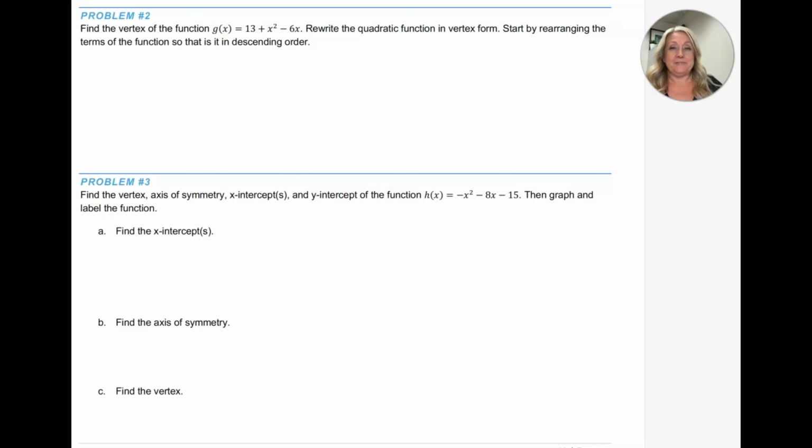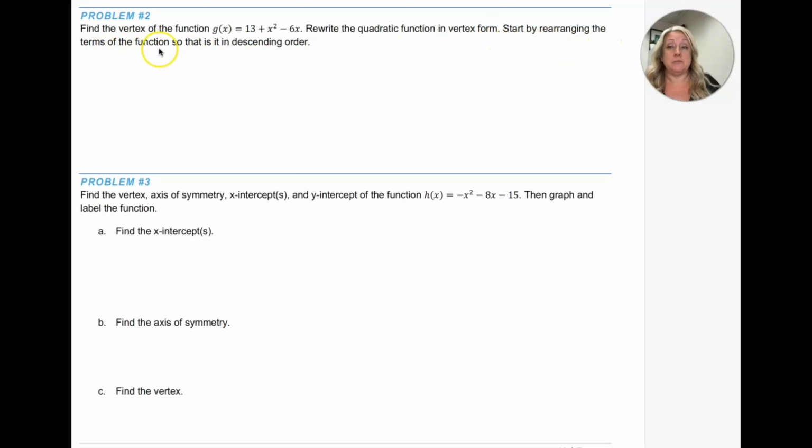Welcome back. We're still talking about section 3.6, and we're talking about quadratic functions that are in general form. So let's continue on here with problem 2. Find the vertex of the given function g of x equals 13 plus x squared minus 6x. Rewrite the quadratic function in vertex form.